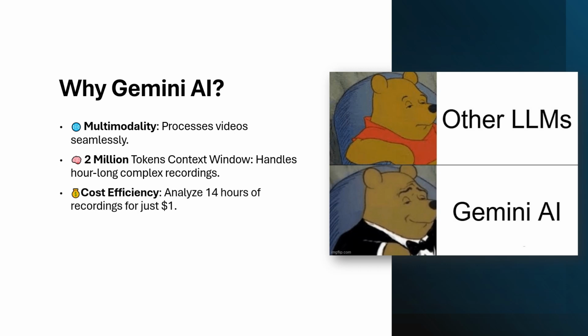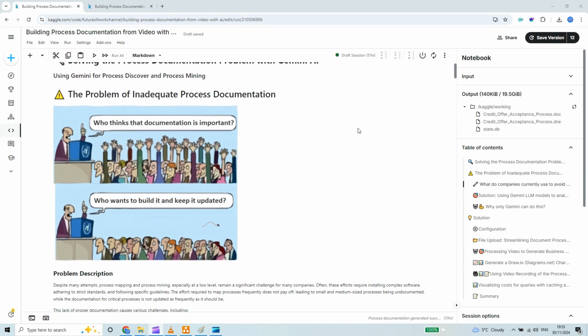Cost efficiency, as you can analyze 14 hours of recordings for just $1. Context caching, which significantly reduces the cost when the recording is queried multiple times over a short period of time. Let's see how it works.